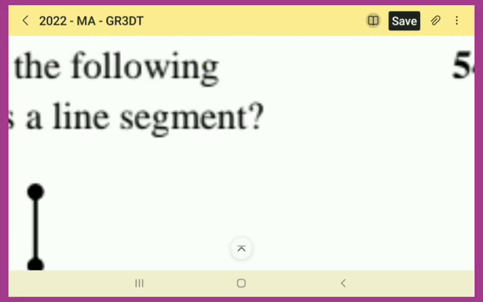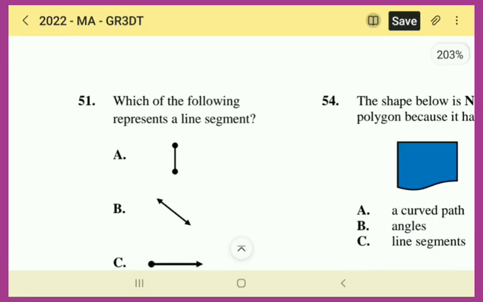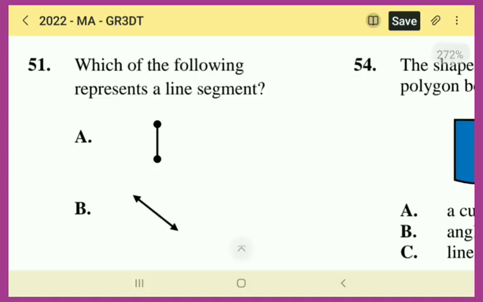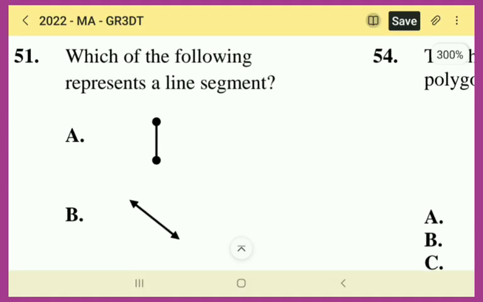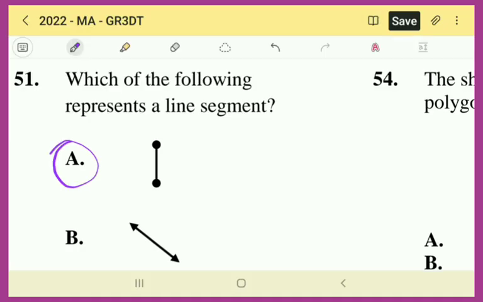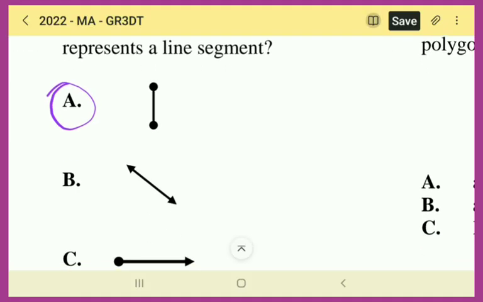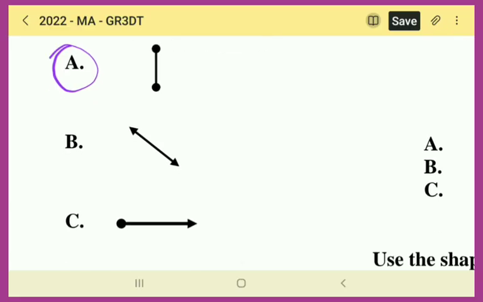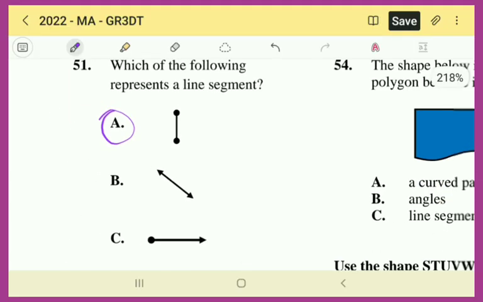Moving on to 51. Which of the following represents a line segment? I have seen where they asked about ray. Now they're asking about a line segment. Now a line segment meaning a part of. So the line segment will start at a point and end at a point. So A is the line segment. All right. B is a line continuing endlessly in both directions. C is a ray starting at a point and continuing endlessly in one direction. So the answer for line segment is A.